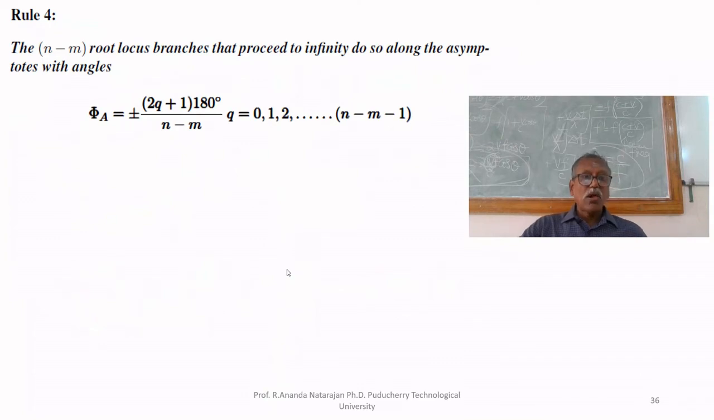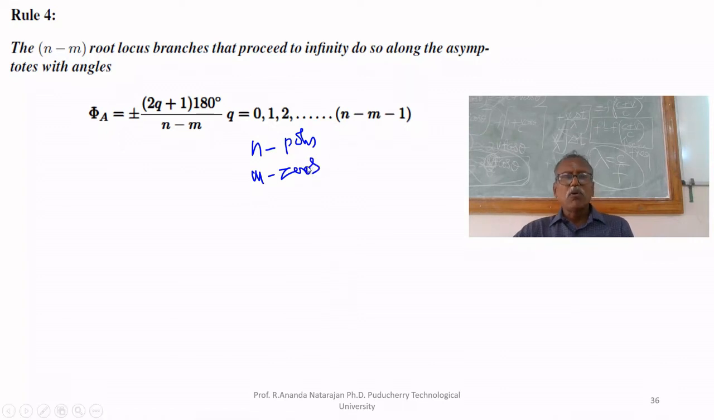Fourth rule. We have seen that n minus m branches will end at infinity, because we have n number of poles and m number of zeros. With n poles, the root locus branches will start at n points, so the number of branches equals n. Only m branches will end at the zeros. The remaining n minus m branches will end at infinity.